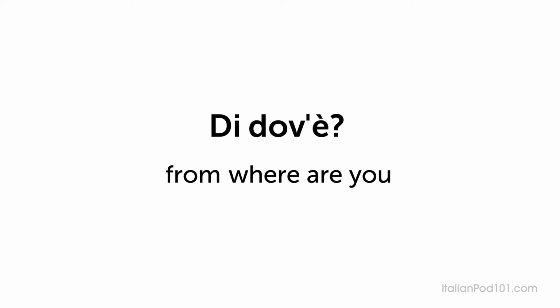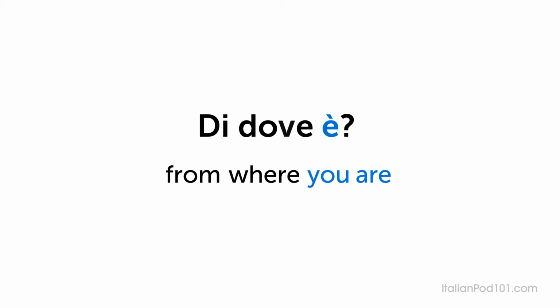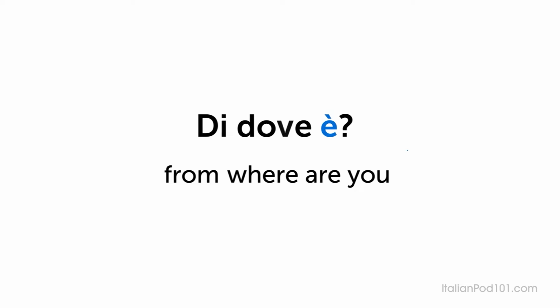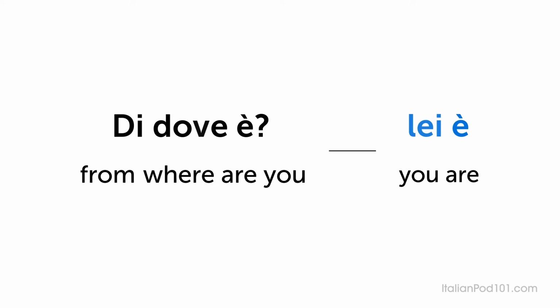Next is dov'è? A formal phrase which translates as, where are you? First is dove? Where? Dove? Next is è? You are, when using formal Italian. È. Note, è is a shortened form of lei è, you are, in Italian.